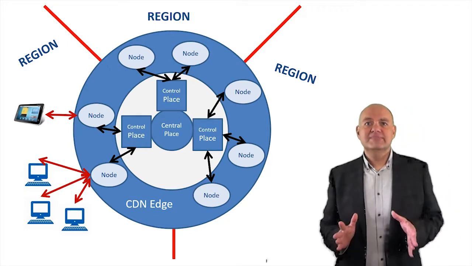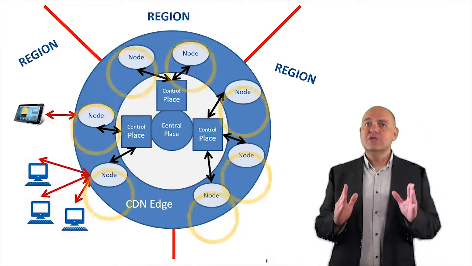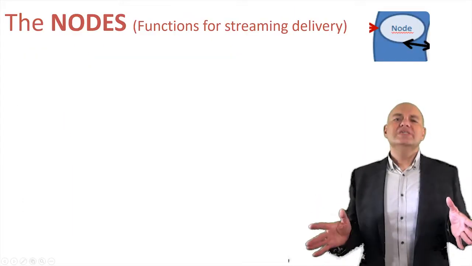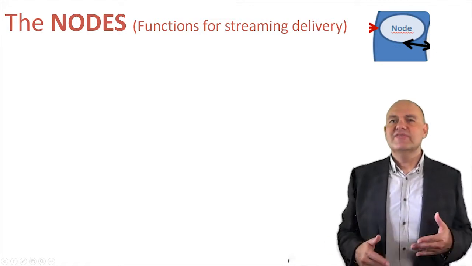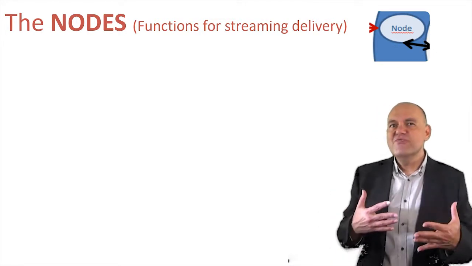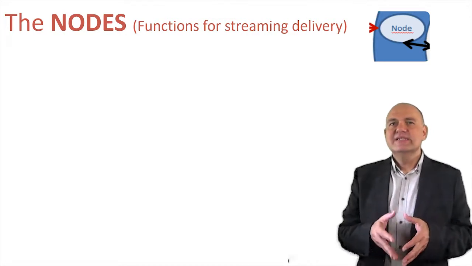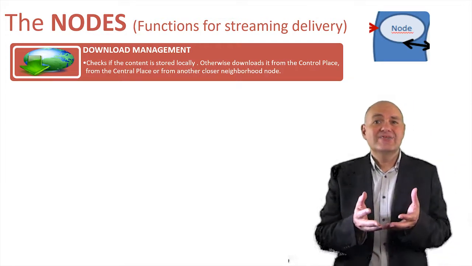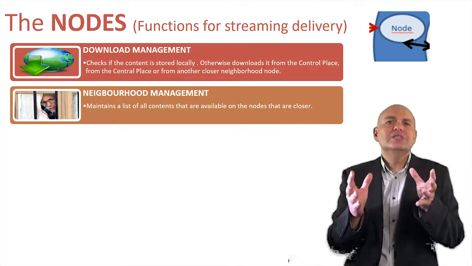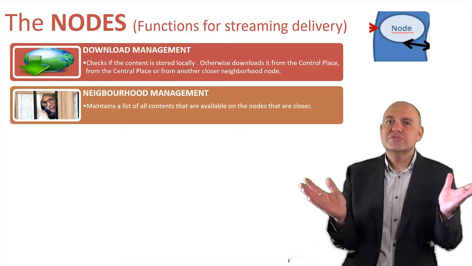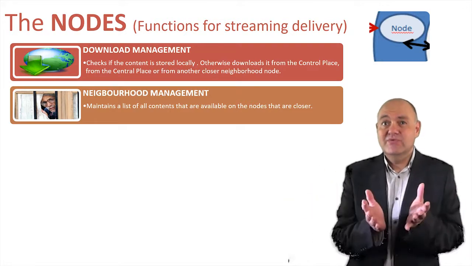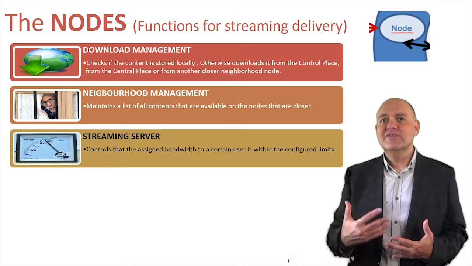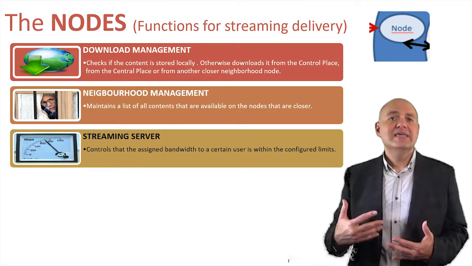Again, the CDN scheme. Let's have a look now into the node's architecture and functions. A node is in charge of performing several functions. If the user requests a movie that is not stored locally, such content must be downloaded from another place. To do so, it's necessary to continuously inspect which contents are available in other nodes that are closer. Then, when the content is being delivered, the node ensures that the content is delivered within the specified quality in terms of bandwidth.